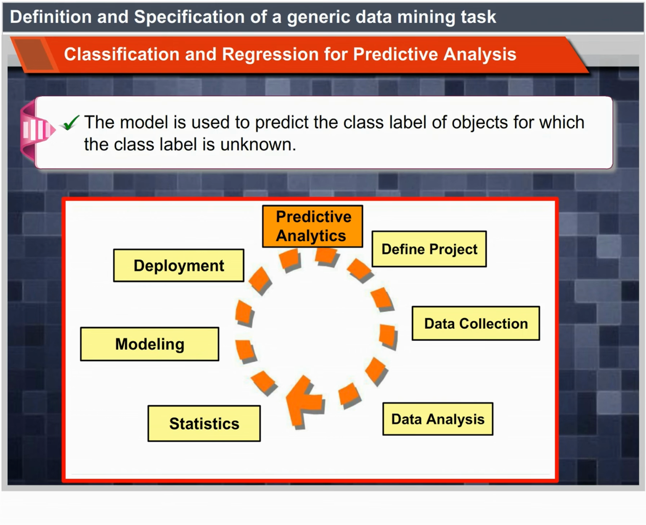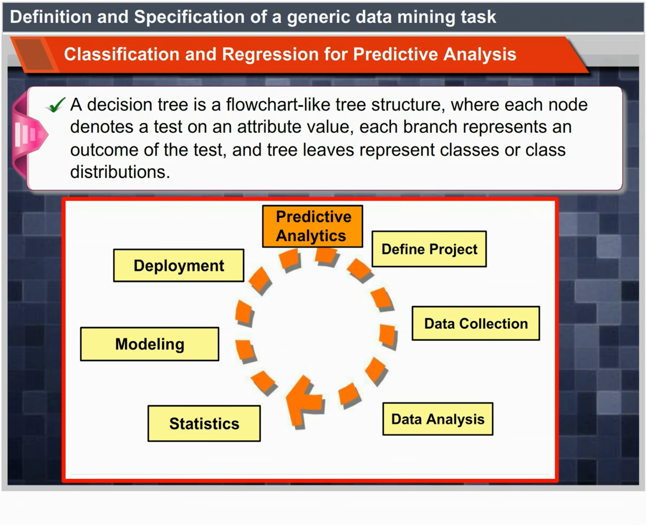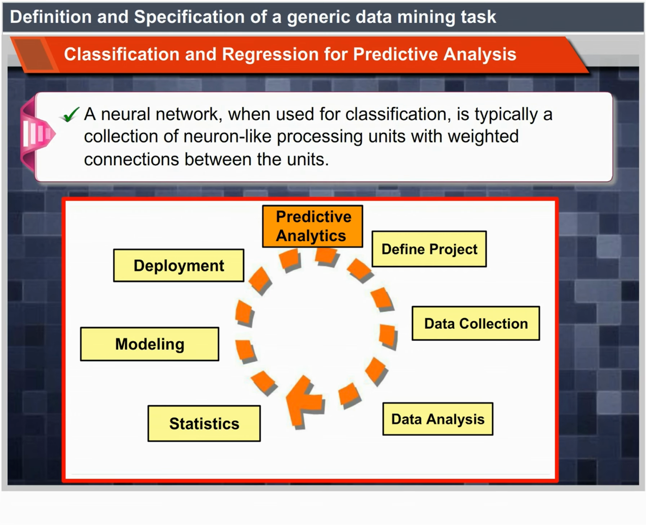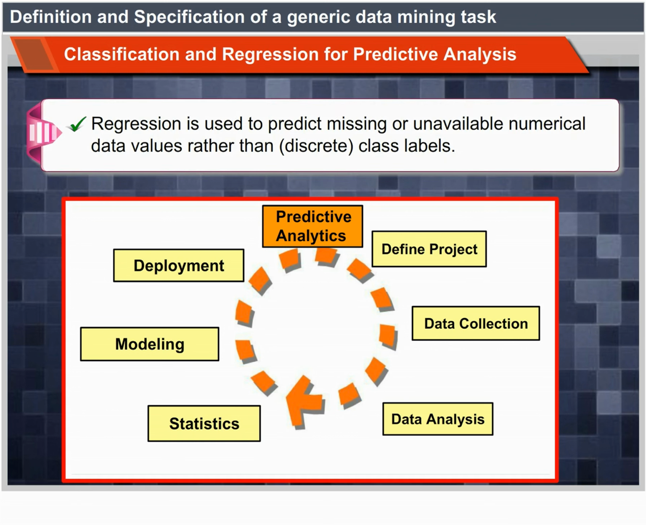A decision tree is a flow chart-like tree structure where each node denotes a test on an attribute value. Each branch represents an outcome of the test, and tree leaves represent classes or class distributions. Decision trees can easily be converted to classification rules. A neural network, when used for classification, is typically a collection of neuron-like processing units with weighted connections between the units.